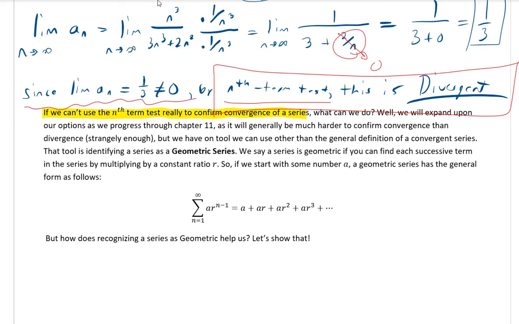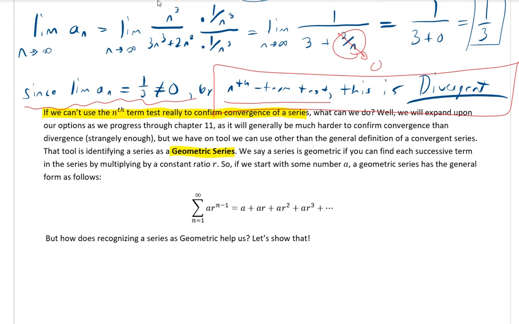If you do need to test other things, what can we test? We don't really want to go back and just use the first definition that we did on the first page. But we do have other things we can apply. And the first one that we're going to introduce in this chapter, before we go into some of the other tests later on, are what we call geometric series.